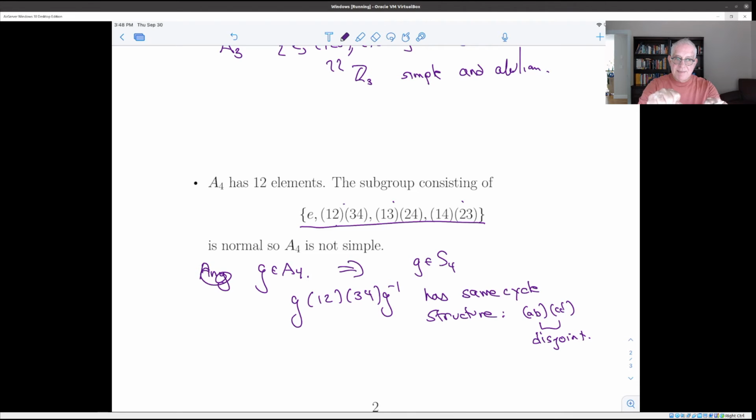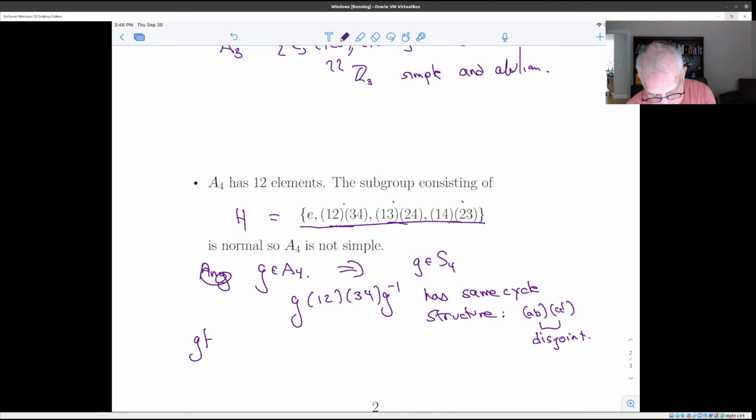And having picked 2 elements, the other 2 are determined. But so that would seem like you would have 6 products of permutations. But if you reverse the order, you would get the same one because they commute. So there are only 3 products of disjoint permutations in A4. So if you do G times, let's call this subgroup H.